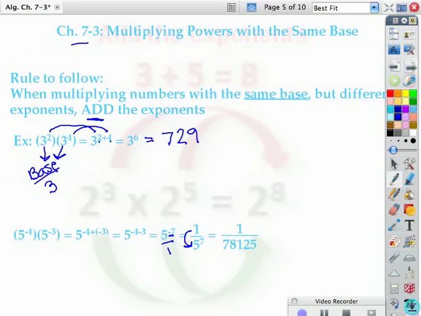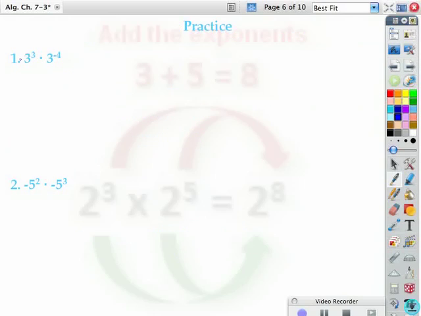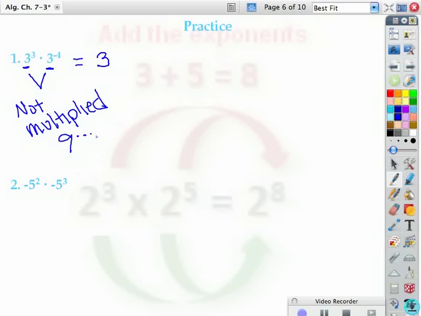Let's go ahead and look at some of these. Now if we look at this example, the base here is 3, the base here is 3. So what we can do is keep the base as it is. Those are not multiplied. Be really careful with that. A lot of people want to make this become 9 to a certain power, but that is not right. So no, we don't do that.